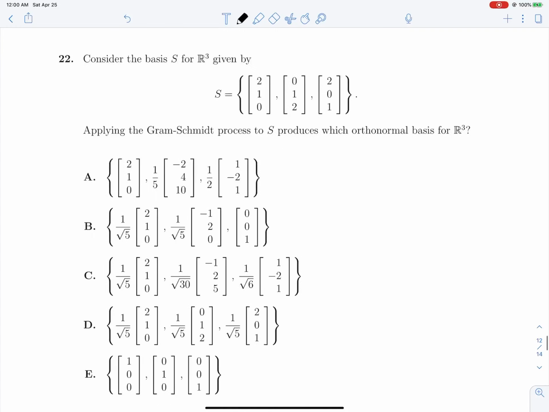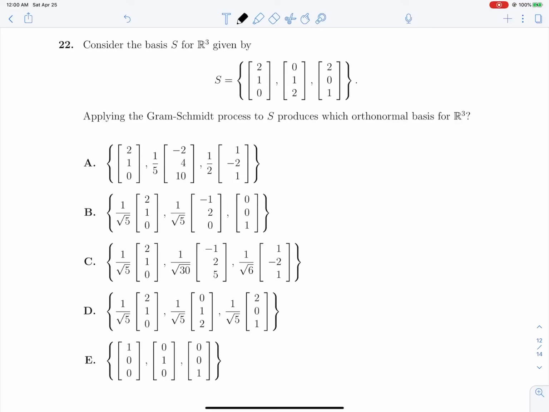21 is A. 22, consider the basis S for R3 given here. Let's apply the Gram-Schmidt process to find an orthonormal basis. For the Gram-Schmidt process, we can always take the first vector of our set and normalize it to find our first basis vector. So I'll call this U1, U2, and U3. And let's do this. V1, our first basis vector, is the normalized version of U1.